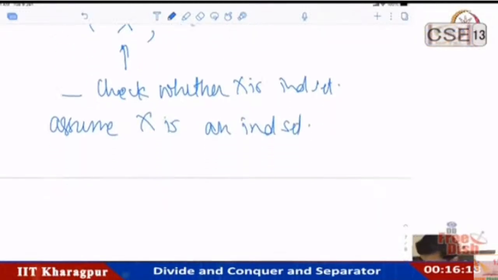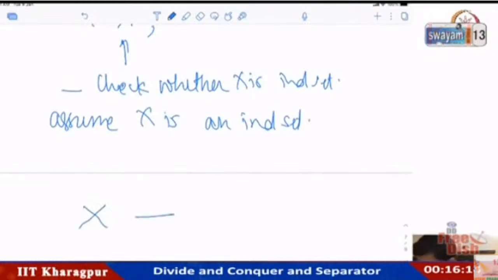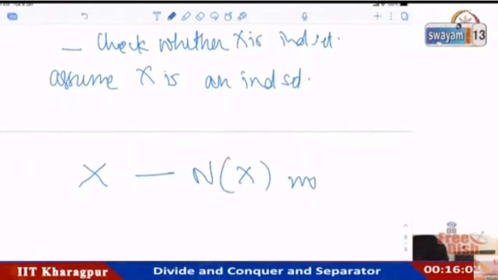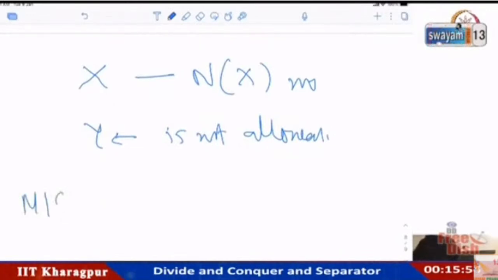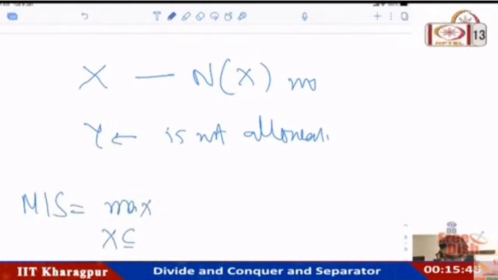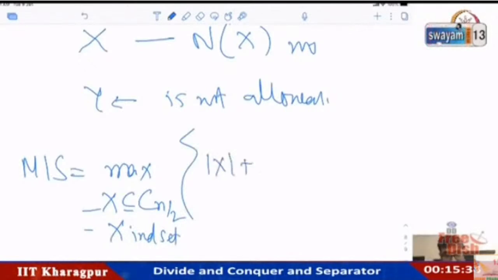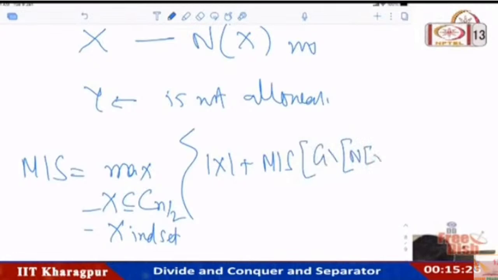Now what can we say? If you are going to contain X, then two things you cannot contain: the open neighborhood of X, no way, and by definition Y is not allowed. Then the maximum independent set becomes the max over X subset of column n by 2, where X is an independent set, of size of X, because that you are going to contain, plus the maximum independent set of which graph? G minus the closed neighborhood of X union Y, right?